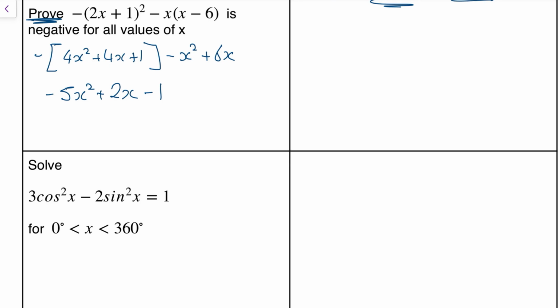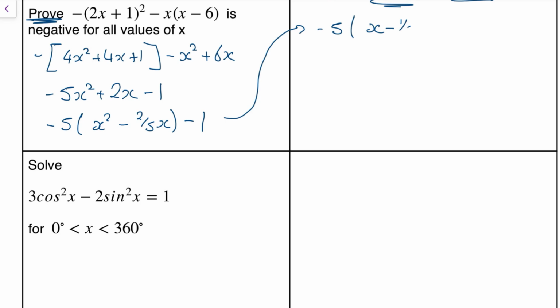So it's going to be minus 5 times x squared plus 2, well, it's minus, isn't it? So it's going to be minus here. So minus 2 over 5x minus 1. Let's move it up here. Which is going to be minus 5, complete the square in the middle, so x minus a fifth squared minus the 25th minus 1, which is the same as minus 5 x minus a fifth squared. Now, minus 5 times minus 1 over 25 is plus a fifth, minus 1 is minus 4 fifths.